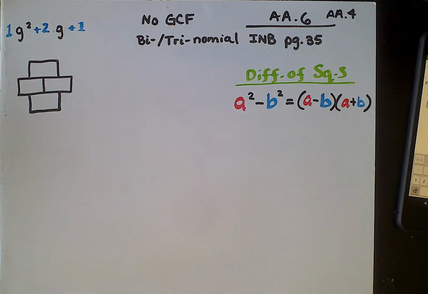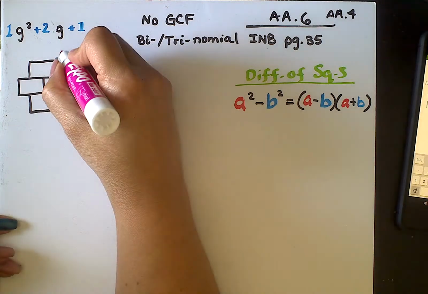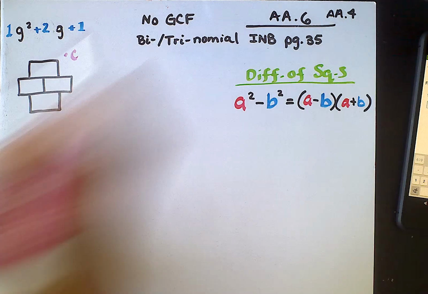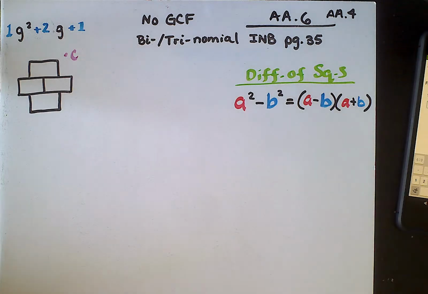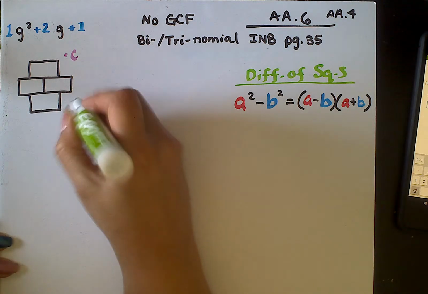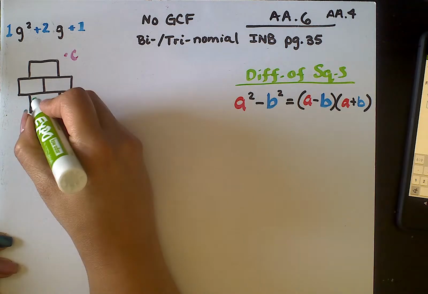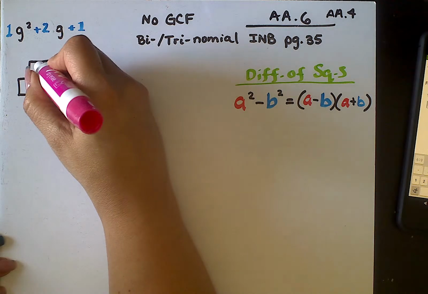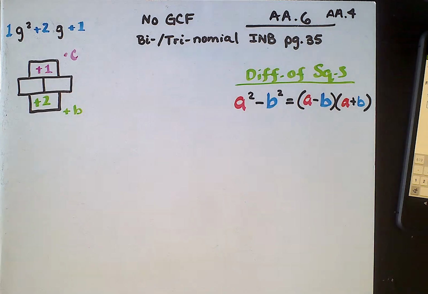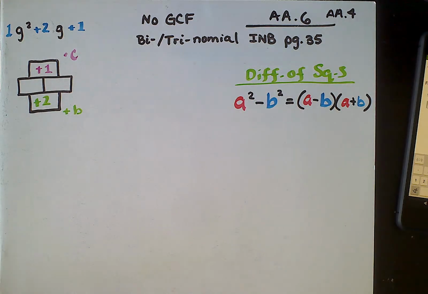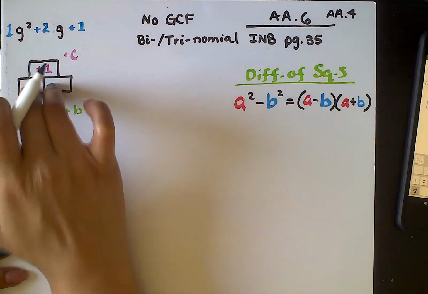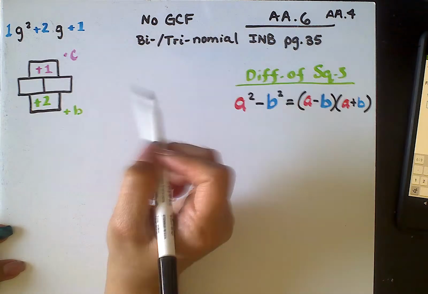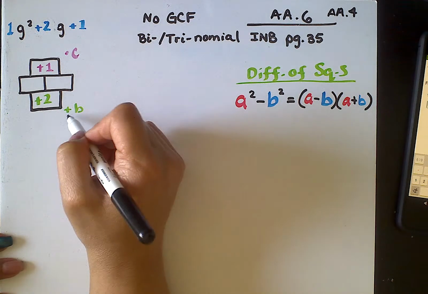Okay, because I think that's the way that we had in our notes, that up on top was our product, which was our C value, and down below was our sum, which was our B value. So I'm going to put my B value here, my positive 2, and my C value of positive 1 goes up on top. All right, so what you guys have recognized is that these 2 values are going to multiply to give me 1, and they are going to sum up to give me 2.